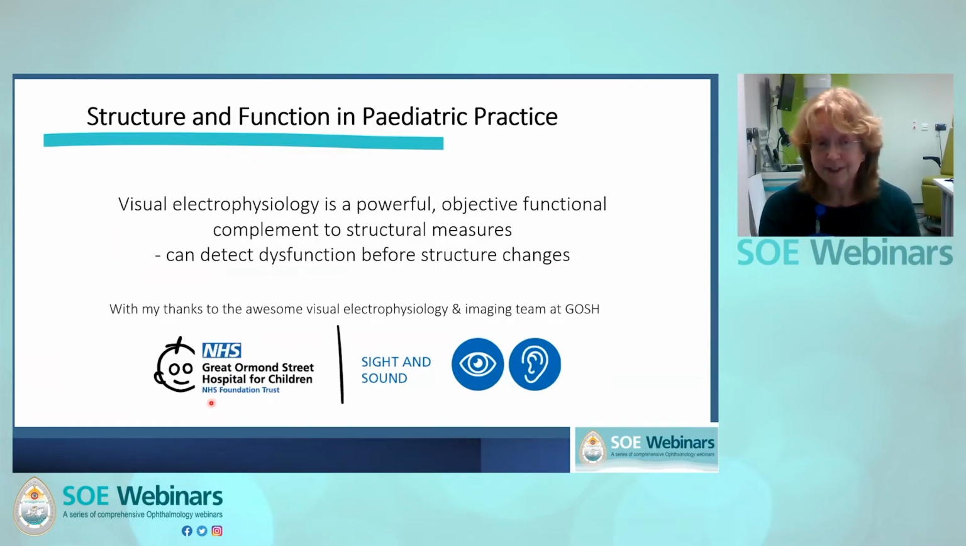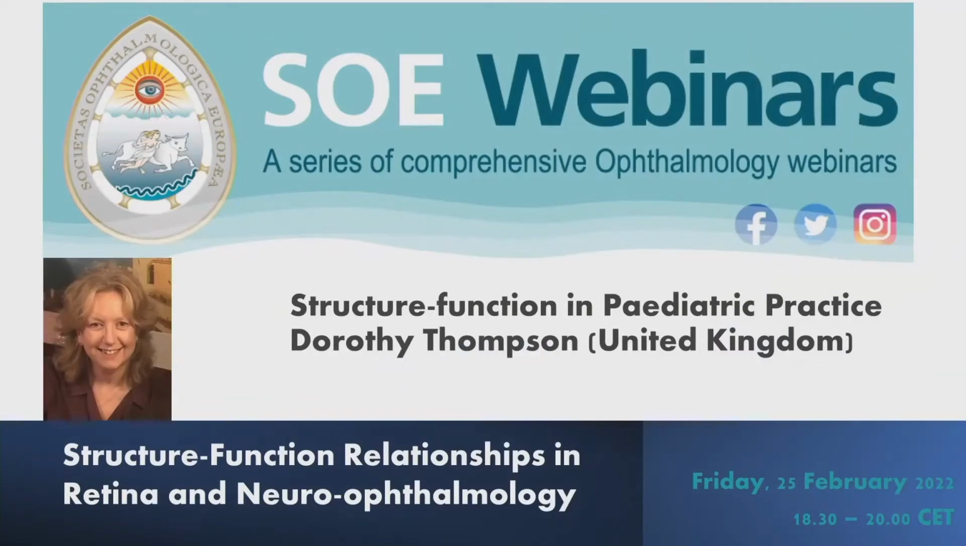So in conclusion, visual electrophysiology is a powerful and objective functional complement to structural measures, and it can detect dysfunction before structural changes. But we have a lot more work to do to understand the relationship of structure and function in the natural history of some of these rare retinal diseases that are associated with systemic disease. And so finally, just with my thanks to the awesome visual electrophysiology and imaging team at GOSH. Thank you.